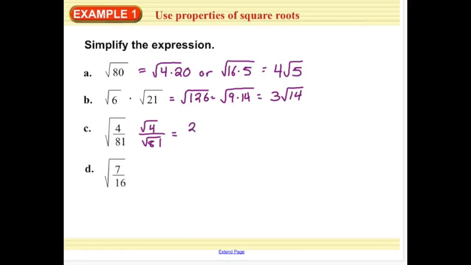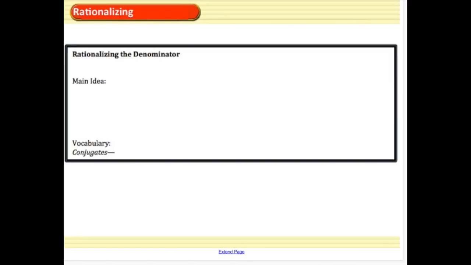Letter C is similar. We are going to use the quotient rule. We can take the square root of 4 and the square root of 81 to get 2 over 9. Letter D is a little different because we can't find the square root of 7, so our numerator is going to stay the same.